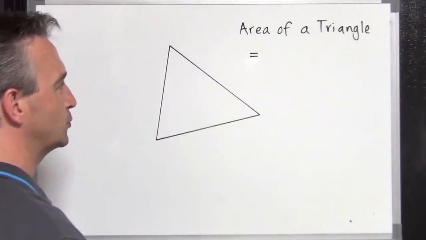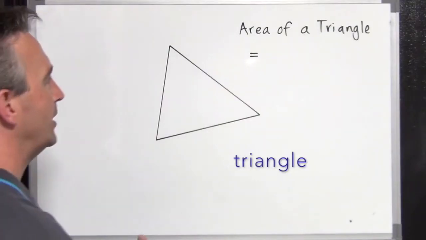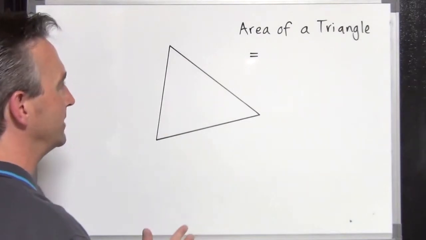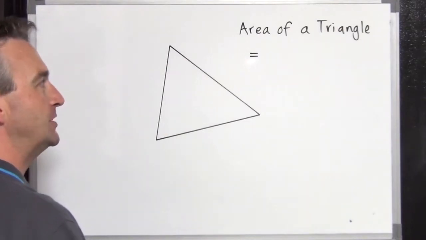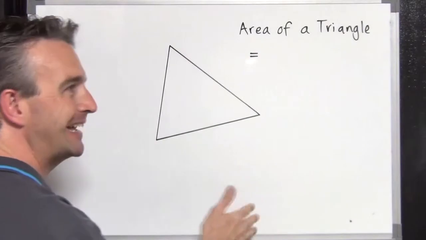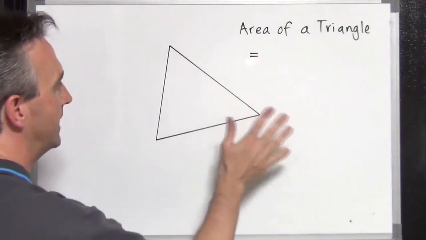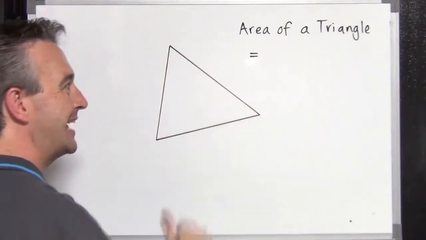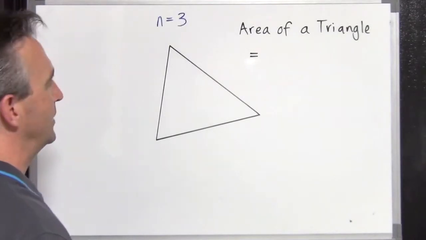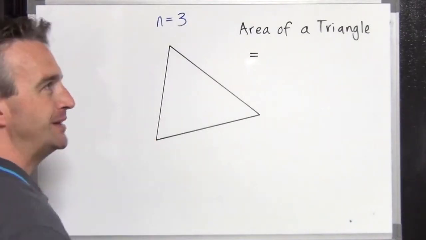So before we begin, let's recap what a triangle is. A triangle is a three-sided polygon, and a polygon is a figure that can be drawn in a planar surface, a two-dimensional surface, and it has to have straight edges or sides and also be a closed figure. And three sides also means the n value is 3.